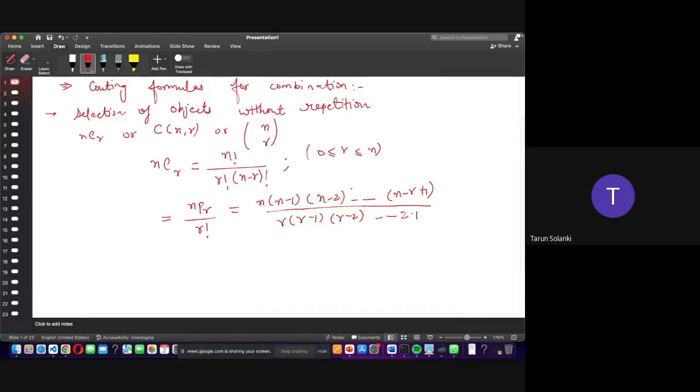If r is greater than n, then nCr is equal to 0. We can make a note of this.